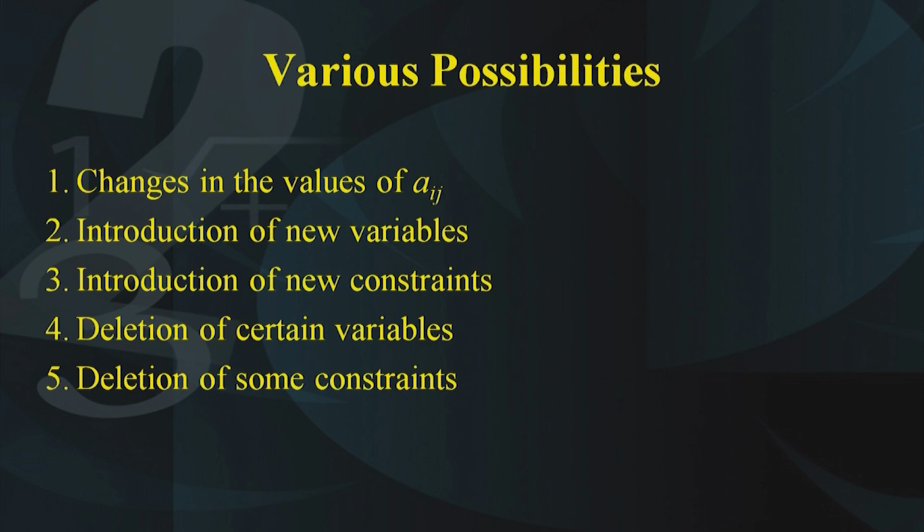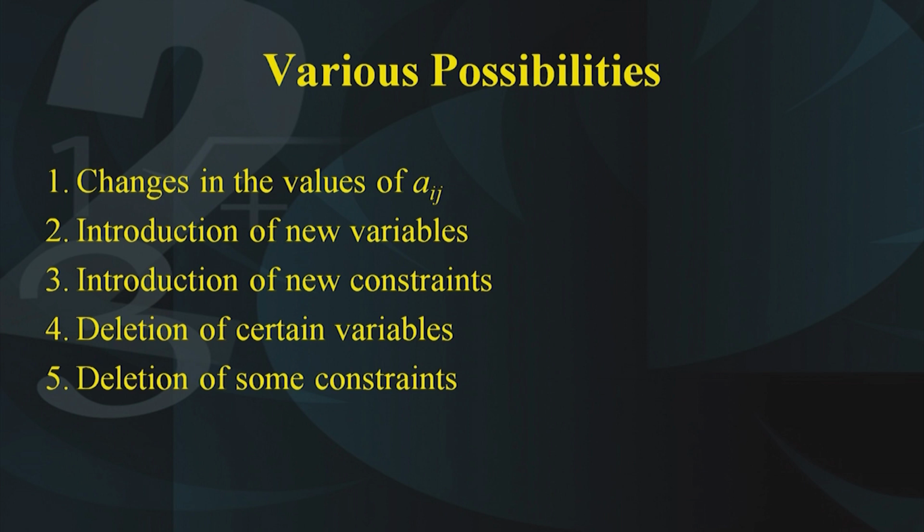Now, we have to look at the various other possibilities that could exist. We had in the last lecture looked at the variations in the values of CIs, that is the cost coefficients. We had also looked at the possibilities of variation in the right hand side, that is the BJs. Now, in today's lecture we will study the changes in the values of Aij. These are the coefficients of the constraints that exist in the problem.